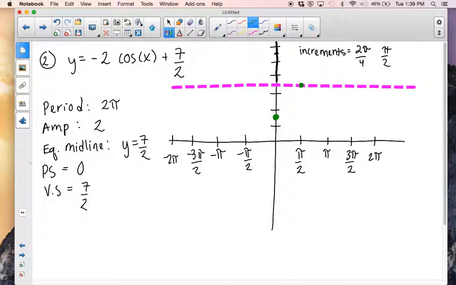I'm going to go up to the midline, and then to the top, and then to the midline, and then to the bottom. Midline, top, midline, bottom. Okay, and then I'm going to connect just like that. And so that's what that's going to look like.